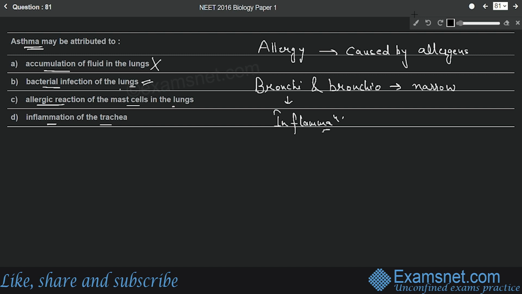Then the third one is allergic reaction of the mast cells in the lungs. This is also correct, because we have seen that asthma is caused due to allergy or allergic reaction. Then the last one is inflammation of the trachea. The trachea is the windpipe, so asthma is not caused by inflammation in the trachea. It is caused by inflammation in the bronchi and bronchioles. And accumulation of fluid in the lungs causes pneumonia, not asthma. So we can say that B and C both can be true, but the perfect one will be option number C.